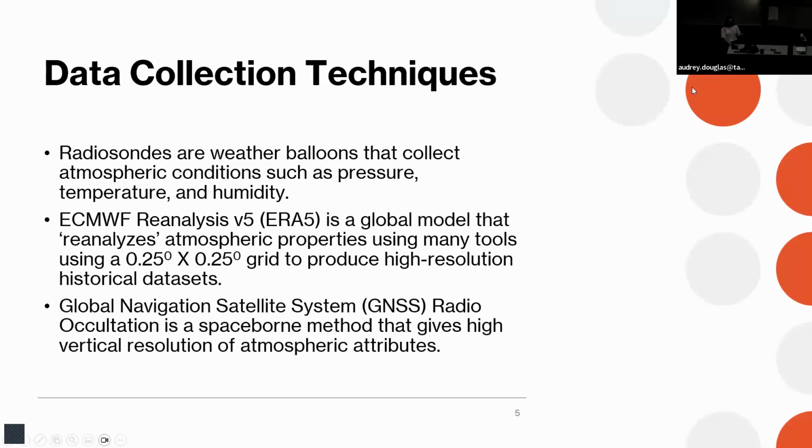So that brings us to the modeling. The ECMWF Reanalysis version 5 is a global model which retroactively looks at atmospheric properties.